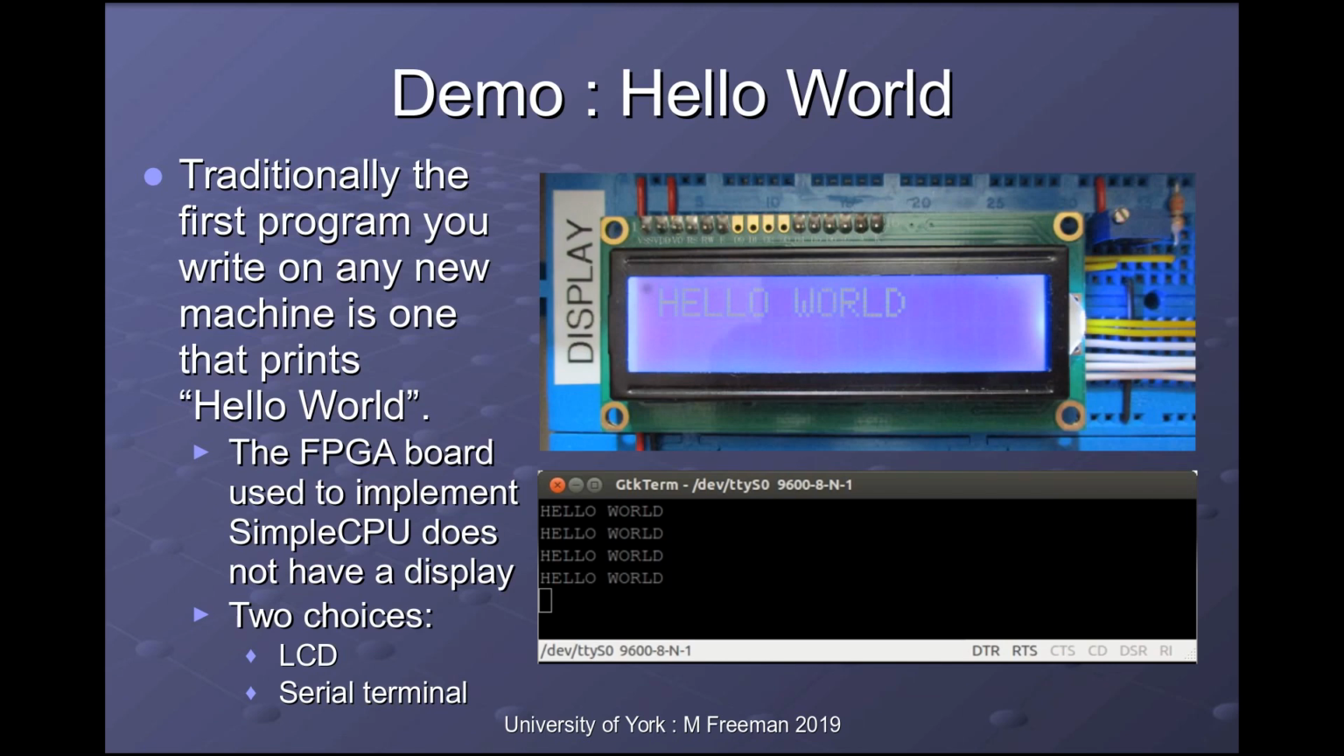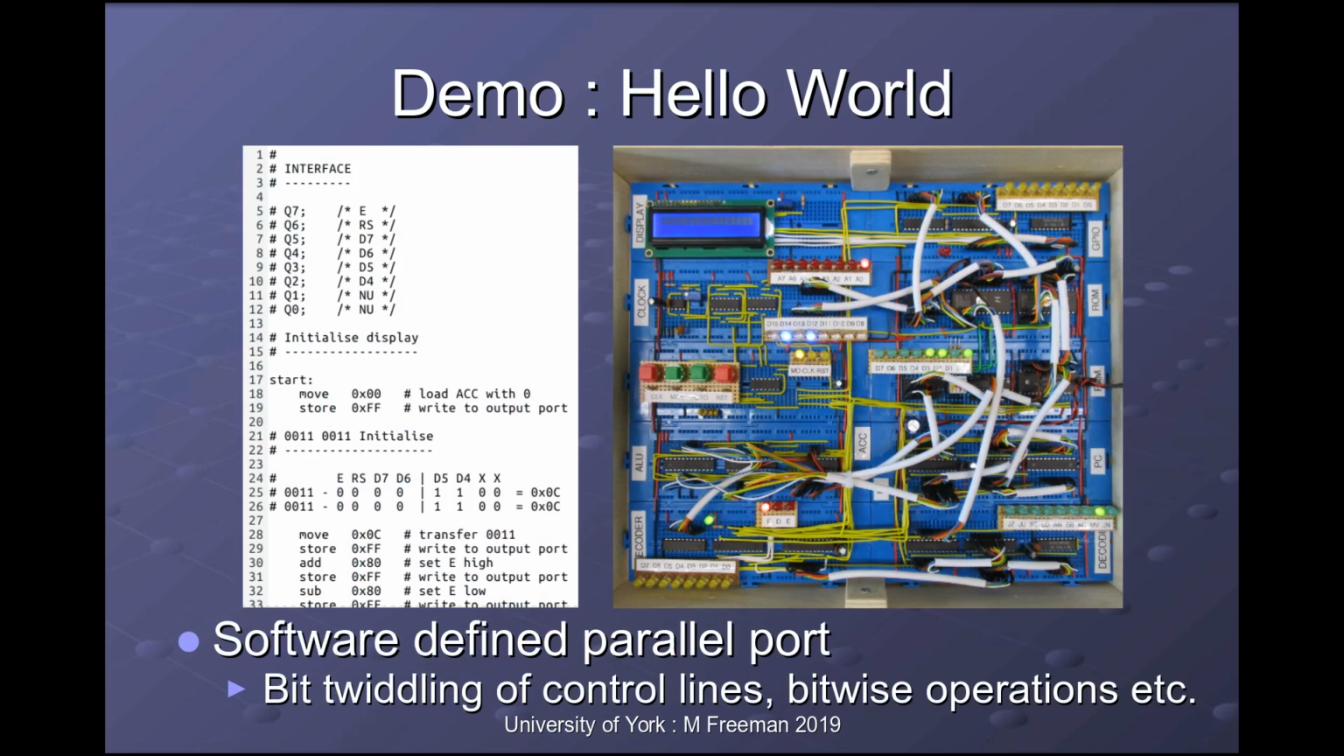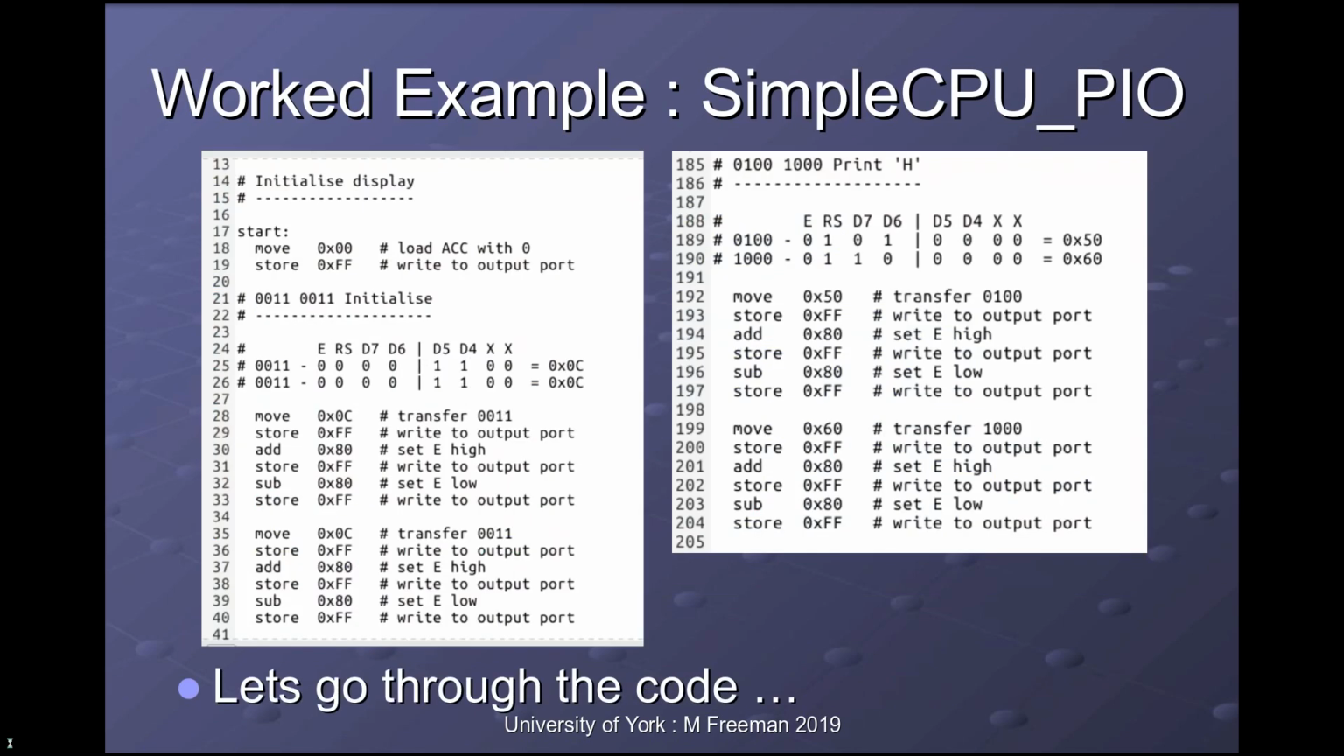You can either print it to an LCD display, or you can print it down a serial cable and display it on a terminal running on a PC. And we're going to look at both cases. So for printing Hello World to the screen on the LCD display, we're going to build a software-defined parallel port to allow us to talk to that LCD module across a 4-bit bus. So we're going to build that in ISC, and then we can write a program to actually control that software-defined parallel port. Now in the lecture I go through this one in detail.